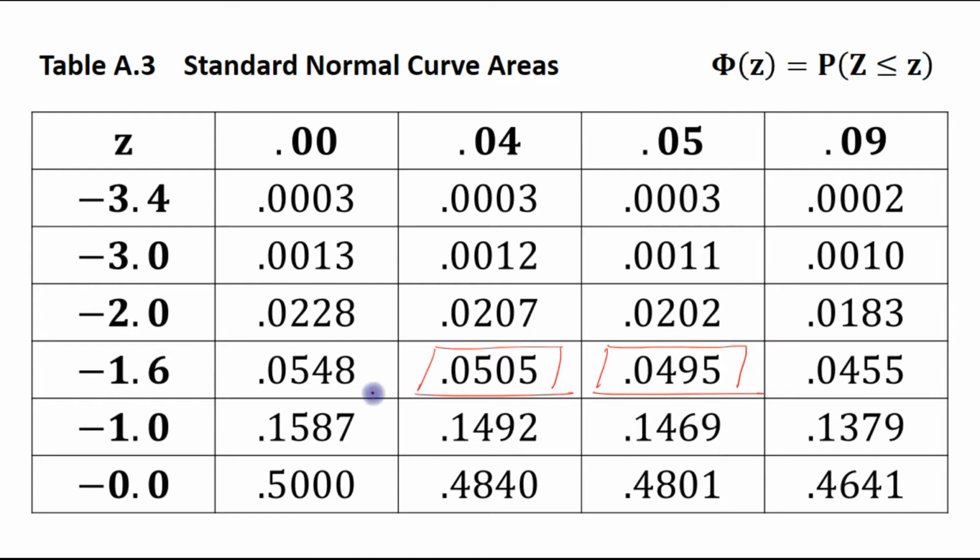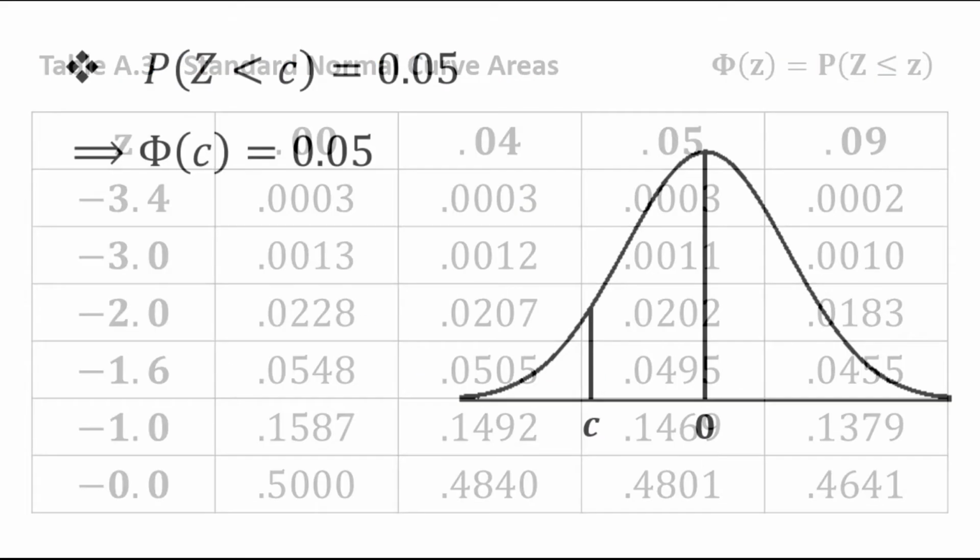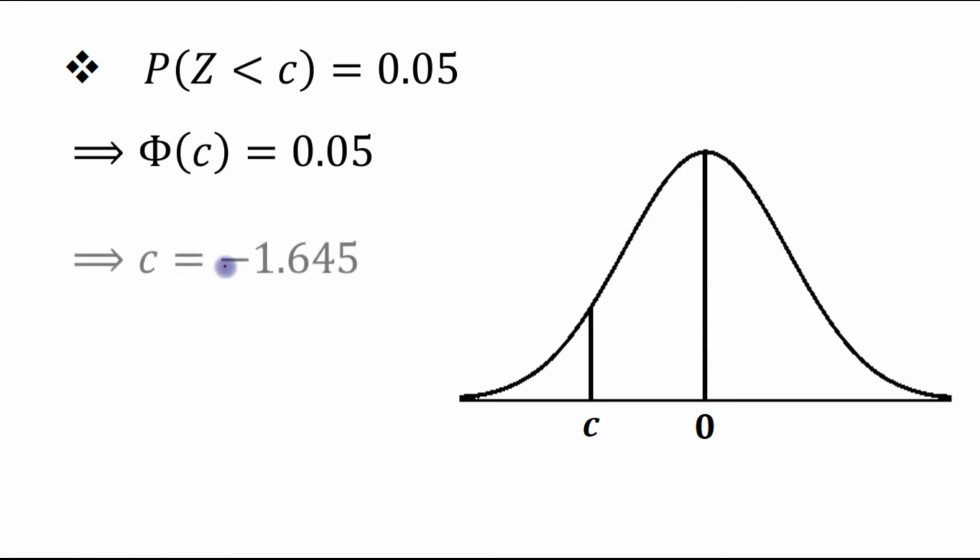So what we will do is, we will take the value of z as minus 1.645. In the next step we will write C equals to minus 1.645.